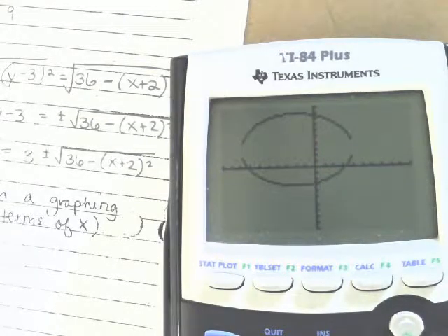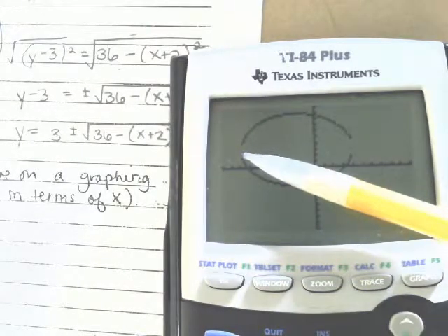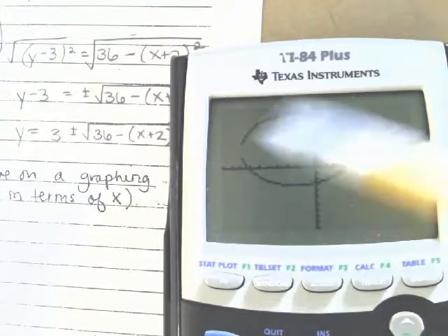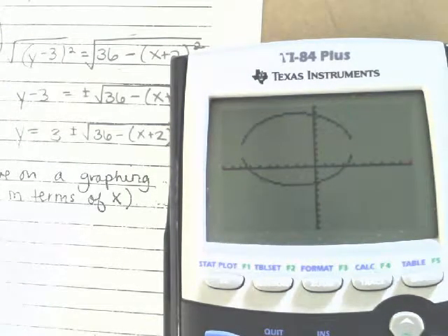Just to confirm, what would this point be? Think about that. What should that point be on the leftmost point on the circle?